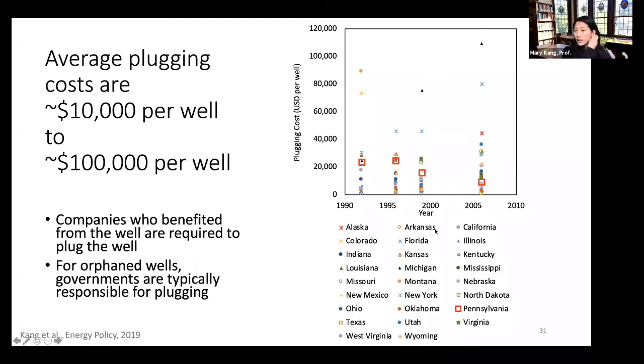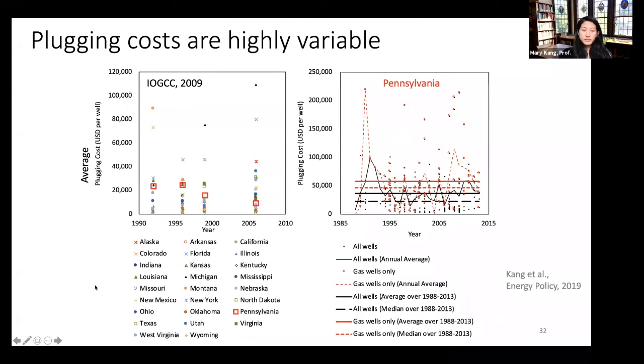And these have changed over time. And it's not clear that they've been going up or down, depending on where you are, because there's quite a bit of variation. But in general, they're in the order of tens of thousands, 20 or 30,000 is a good average for the United States. In Canada, average plugging cost is around 60,000 Canadian dollars per well. But the costs are highly variable. These are average plugging costs.